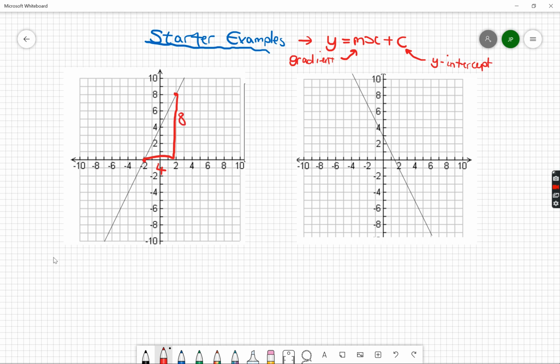My gradient is always rise over run. So my rise is 8, my run is 4, so I have a gradient of 2. Remember, we need to think about, is this line positive or negative? Well, this is going uphill, because I've got my little man at the bottom. If he's walking uphill, it means it's a positive gradient, so I'll leave that as 2. The second thing I need to find is the y-intercept. The y-intercept is literally where we cross the y-axis, so I'll have a y-intercept of 4.